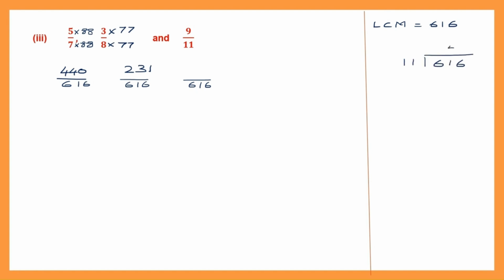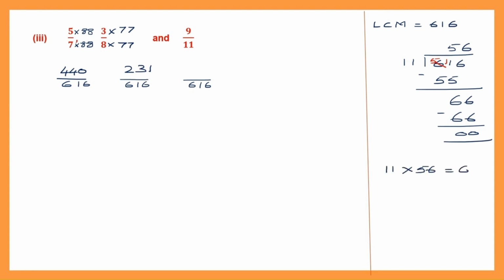11 fives are 55. Let's subtract now. So here this becomes 5, 11. 11 minus 5 is 6. Bring down the next number. It is 6. 11 sixes are 66. So minus, we've got zeros here. So 11, when you multiply it by the quotient, which is 56, we get 616. So here also, 11 into 56 gives us 616. So we multiply 9 also by 56.